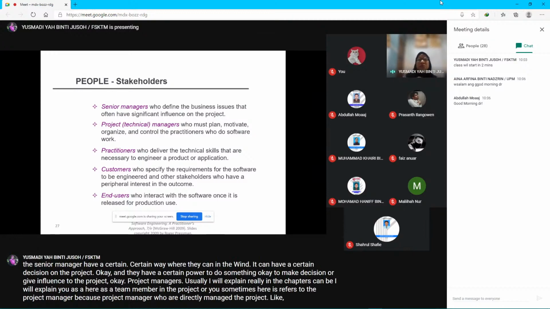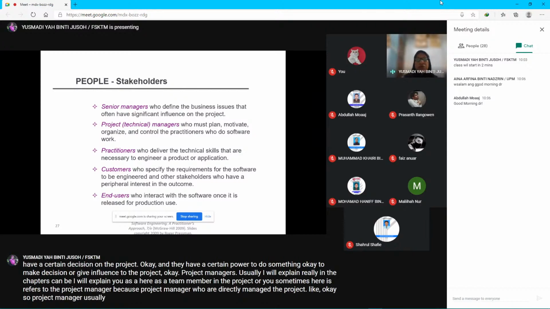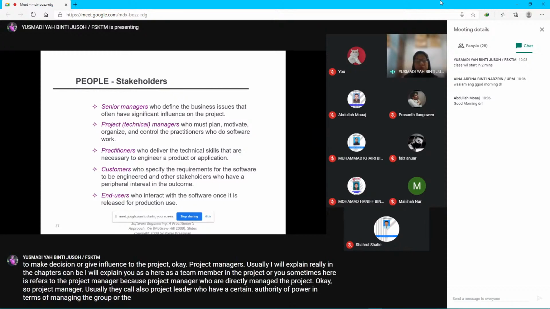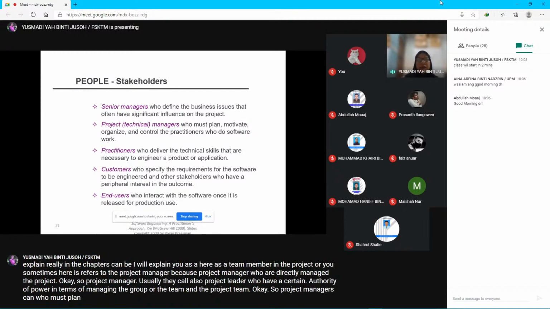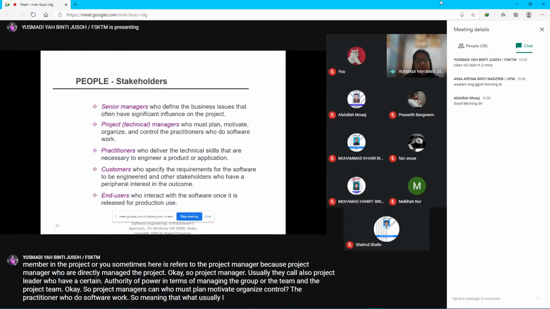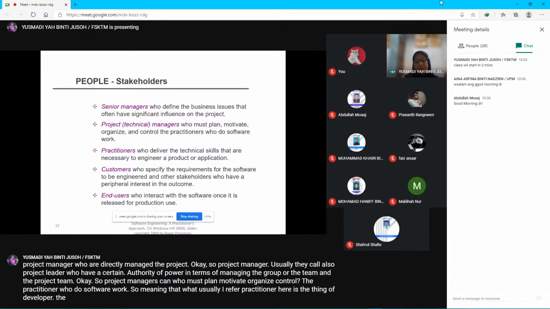Okay, so the project manager, usually also called the project leader, has a certain authority or power in terms of managing the group or the project team. The project manager must plan, motivate, organize, and control the practitioners who do the software work. What I usually refer to as practitioners here is the team of developers, the project team, right?